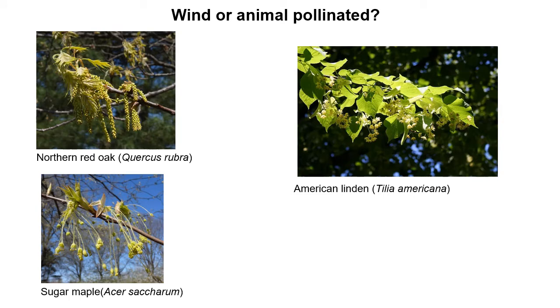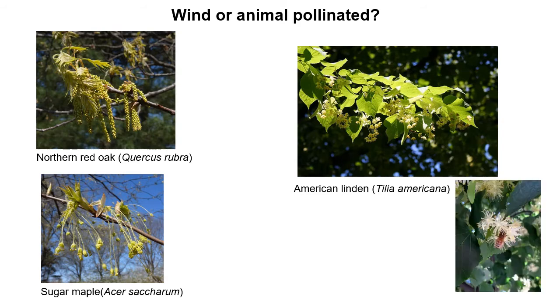So if we look at these, I've got three species here: northern red oak, sugar maple, and American linden. Two of these are wind pollinated and one is animal pollinated. You can pause the video here and think about which one you think is animal pollinated, and then come back and see if you're right. Okay, have you done it? All right, if you guessed that American linden is the animal pollinated one, then you are correct.